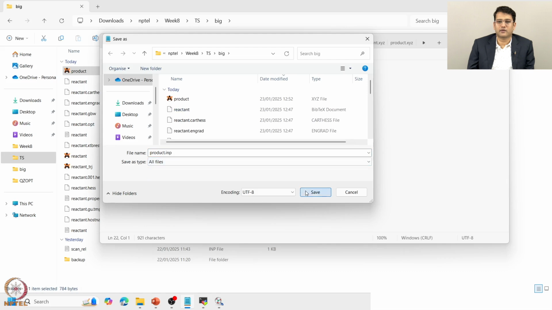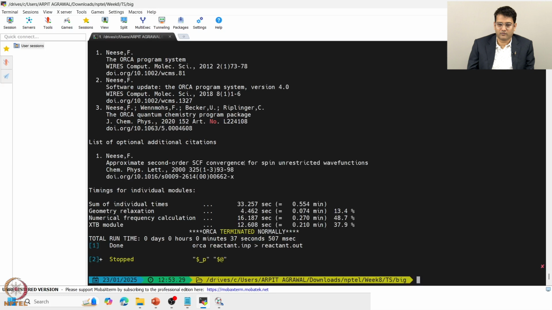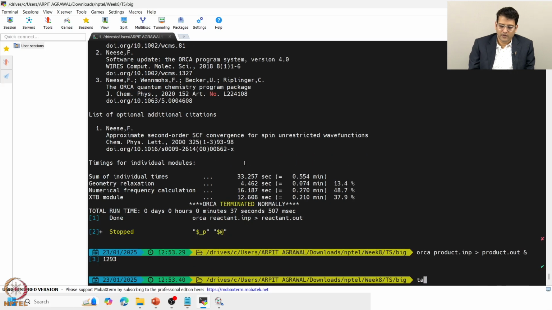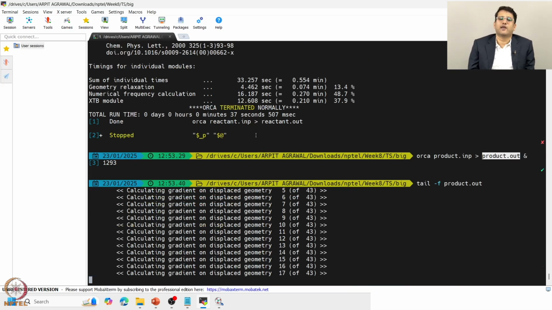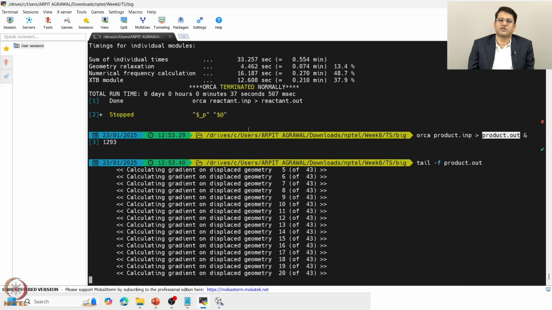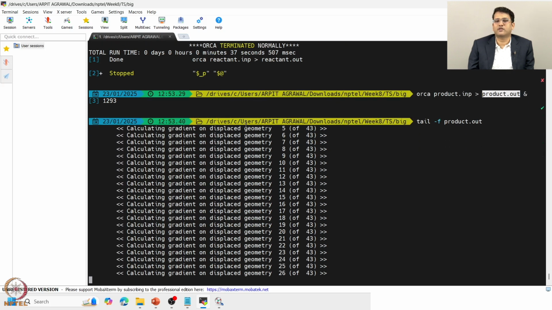All files. So now I will run the product job to optimize the product. I've done so much operation just to make sure that my product is created from the reactant. You could have done the same thing: you can start from the product and reorganize the bond so that it becomes the reactant. This way you make sure that your reactant and product follow the same connectivity.